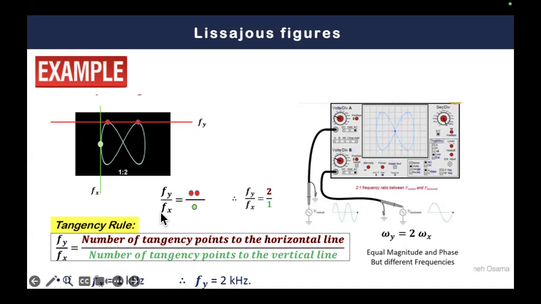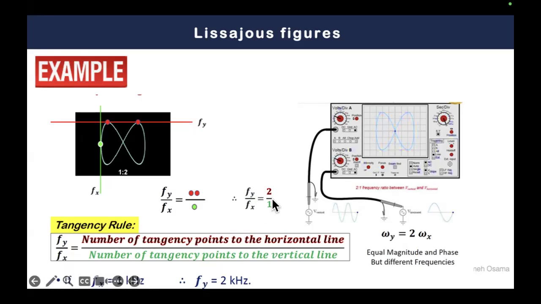Again, let's think about it. That means that the frequency in the Y is double. So in the time where Fx makes one loop, Fy makes two loops, because simply it's double frequency. So simply the ratio of frequency between Fy and Fx is 2/1, which is 2.